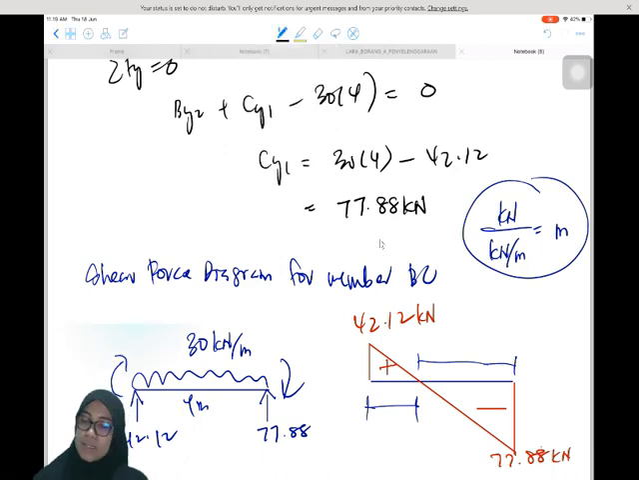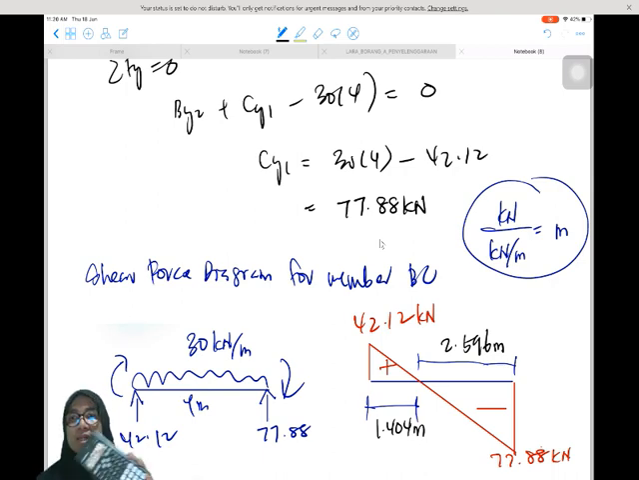Okay, this length is 1.404 meter. And the remaining is 4 minus 1.404. It is 2.596 meter. Or we can also get 2.596 by using 77.88 divided by 30. So we will get the same, 2.596. The total length must be equal to 4.